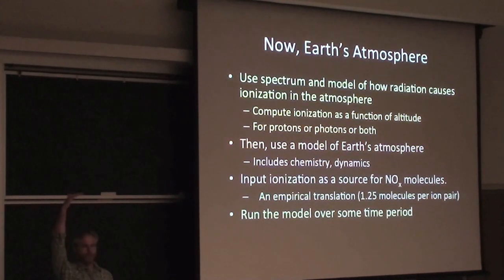It's just a one-dimensional column of the atmosphere. There's equations or lookup tables that describe how the energy is deposited and how that creates ionization. So that's a fairly simple, really quick thing to do. And then plug this into a bigger, more complex atmospheric chemistry and dynamics model.